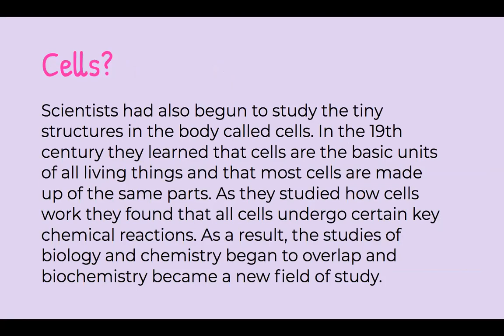So what about cells? Cells are another big part of biochemistry. Scientists had also begun to study the tiny structures in the body called cells. In the 19th century, they learned that cells are the most basic units of all living things and that most cells are made up of the same parts. As they studied how cells work, they found out that all cells undergo certain key chemical reactions. As a result, the studies of biology and chemistry began to overlap, and biochemistry became a new field of study. It isn't exactly chemistry, but it's not exactly biology, it's rather a mix of the two.